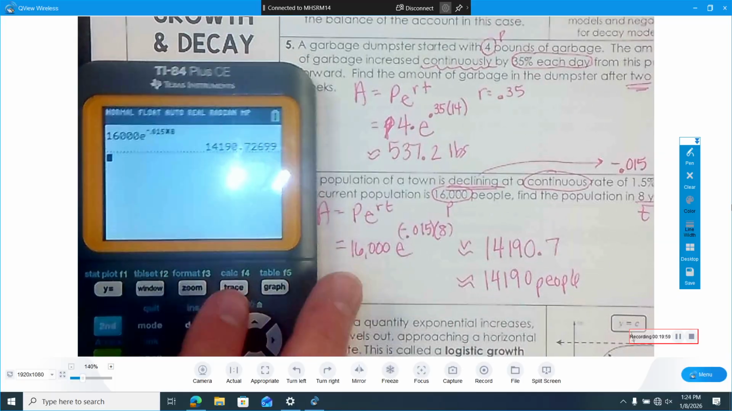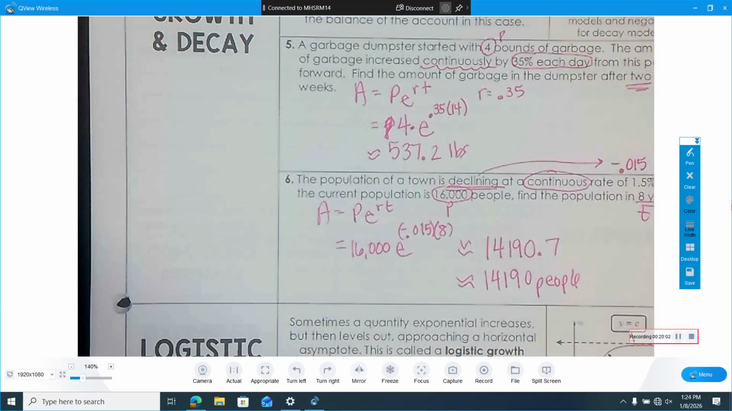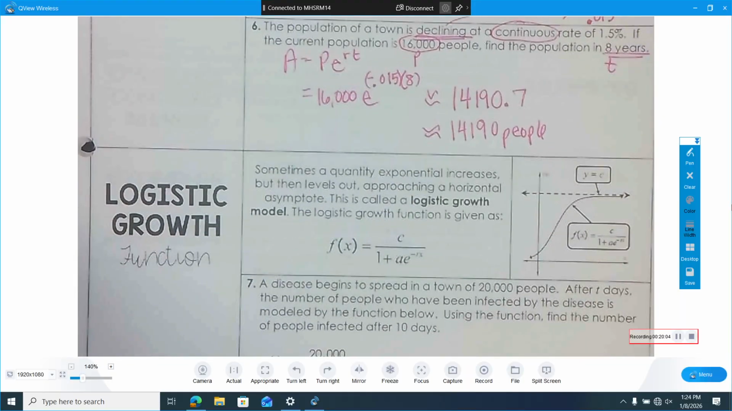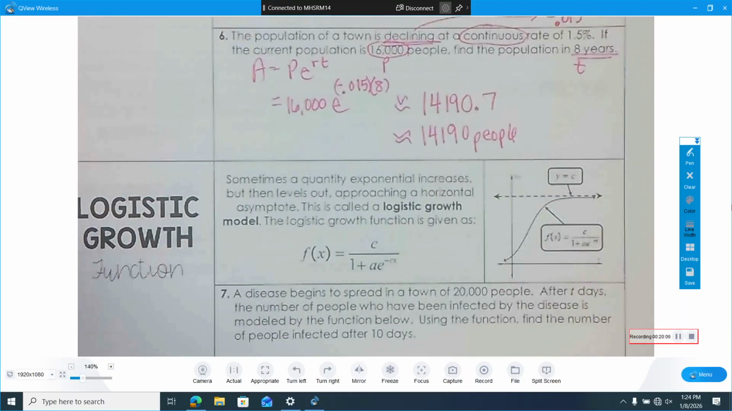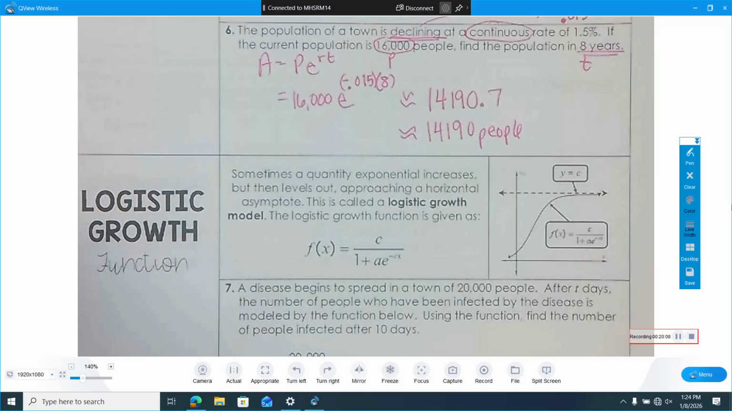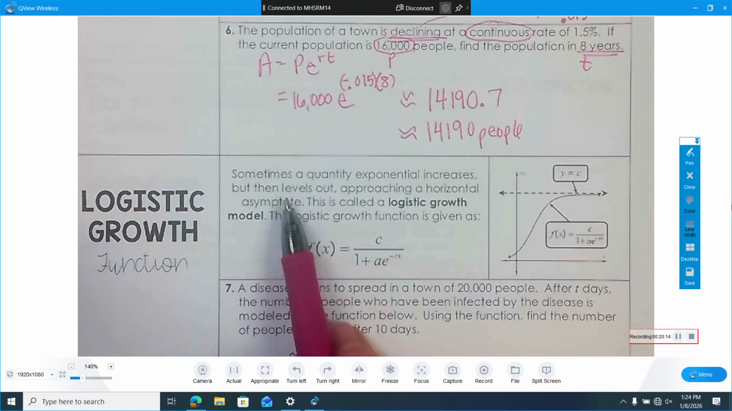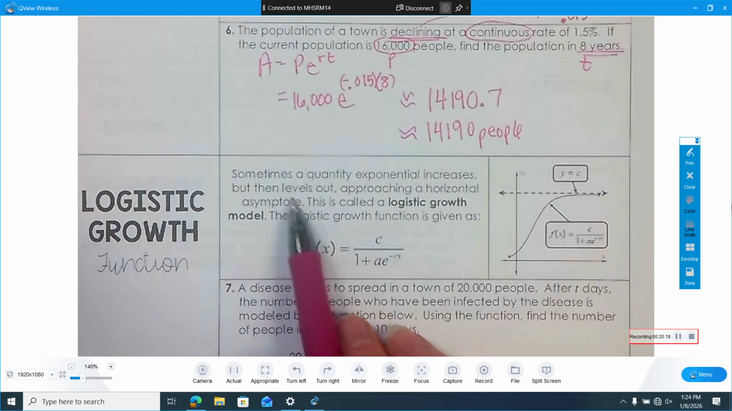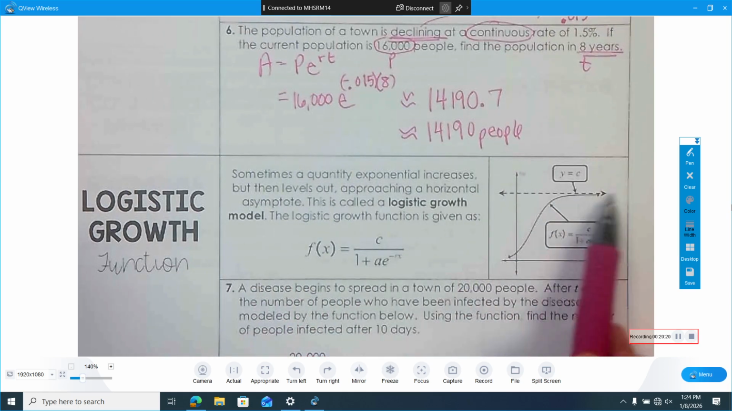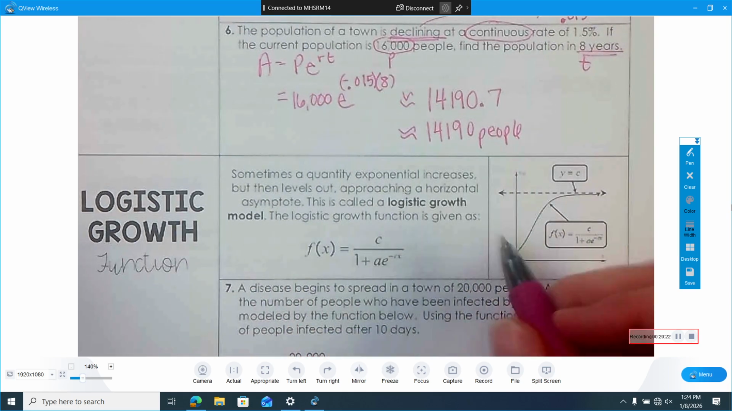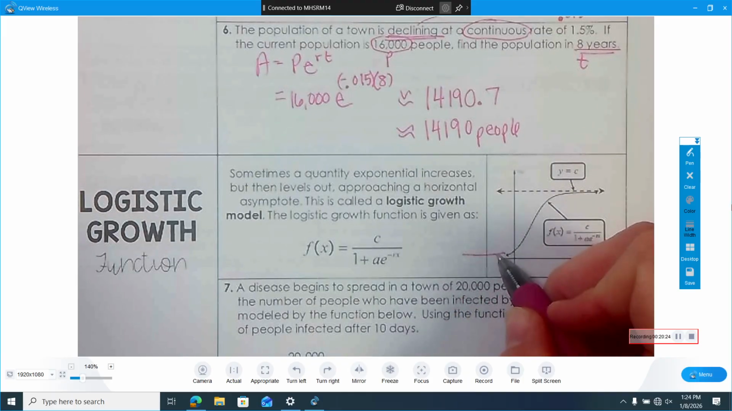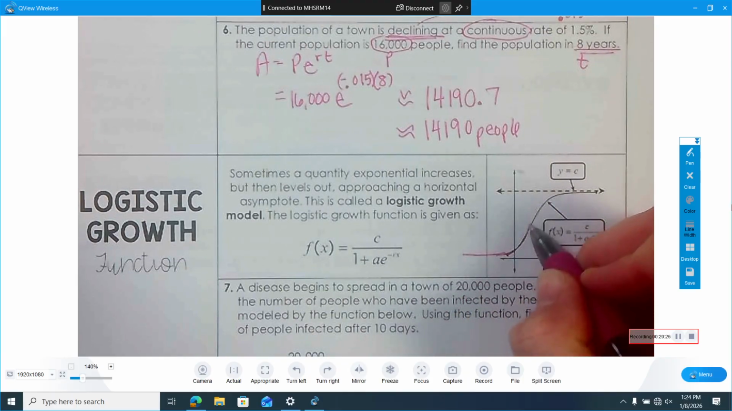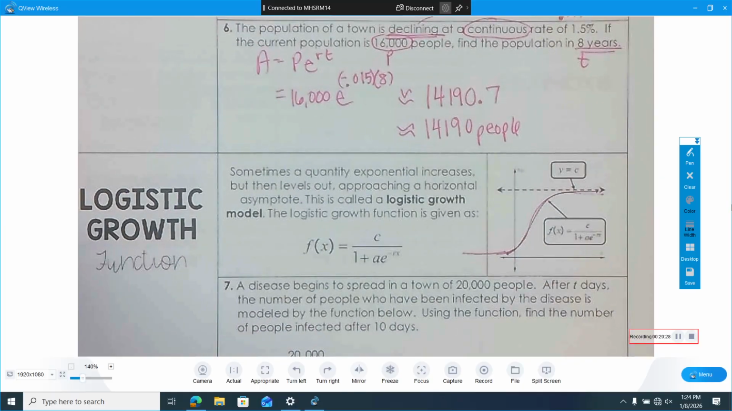All right, did you figure that out, Thomas? Okay, great. Okay, now my favorite model. My favorite model is the logistic growth function. This is actually what really happens with population growth. And so you can see here, sometimes the quantity exponentially increases, but then levels out, approaching this horizontal asymptote. So this is a logistic curve. It sort of goes slow, then it goes really, really fast, and then it slows down because it levels out.